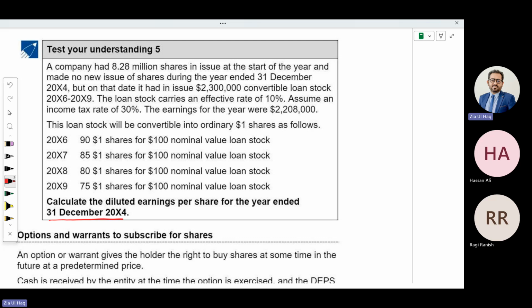That is 230,000. Assume an income tax of 30%. The earning for the year was 2,208,000. The loan stock will be convertible into one dollar share as follows: 90 against 100 value debt, 85 against 100 value debt, 80 against 100 value debt, 75 against 100 value debt.